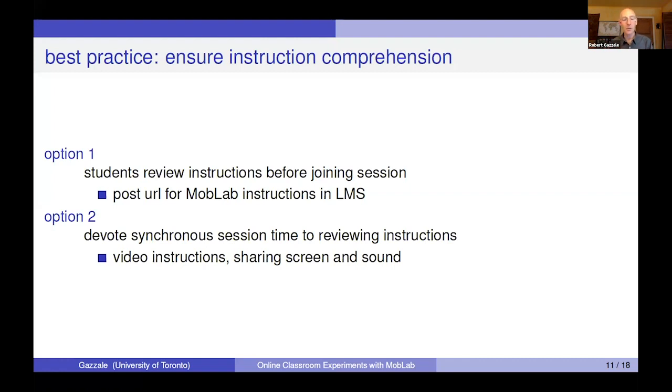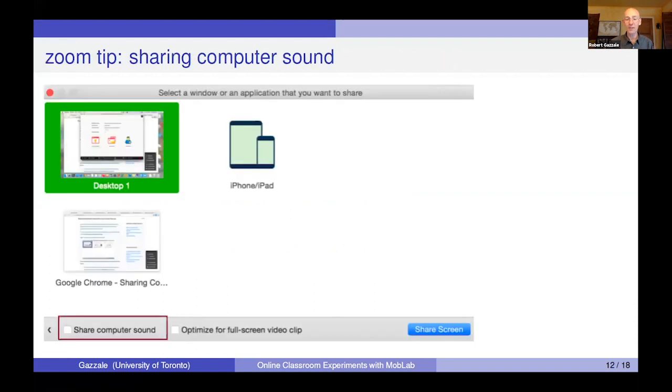Option number 2 is to do as I did in this webinar, and that's to devote session time to reviewing the instructions. In this case, I used MobLab video instructions, and I made sure to share the audio of those video instructions. And a little Zoom tip: Zoom does allow you not only to share screen, but to also share the sound emanating from any of your windows, like a YouTube or video clip that you're playing. So first tip, review the instructions.